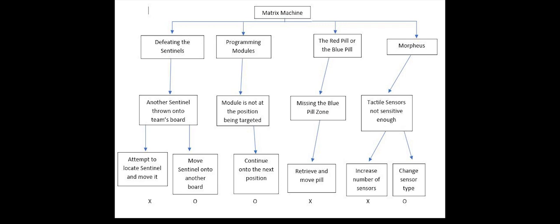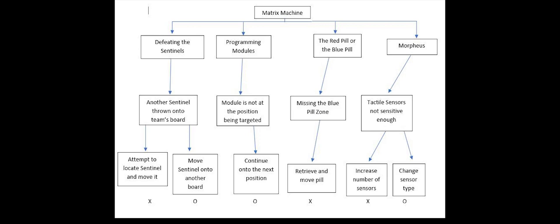And then the program modules, if we find that the module is not in the position that is being targeted, it is better just to continue on to the next position and spend our time trying to get there faster rather than trying to relocate the balls. And then the red pill or blue pill, if we miss the proper zone, then we figure it would not be best to retrieve and move the pill, but rather to move on as well.